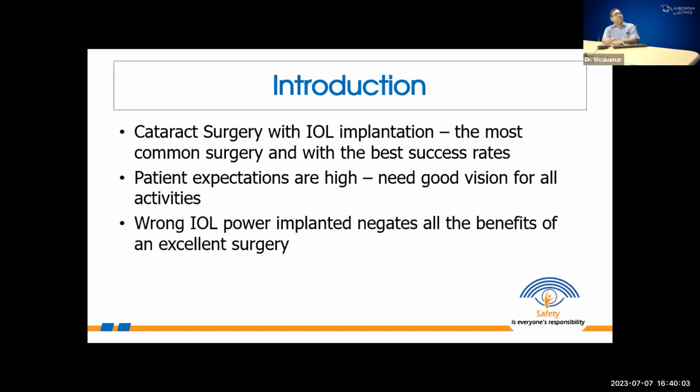So we know that cataract surgery with IOL implantation is the most common surgery done worldwide and with the best success rates. And not only we surgeons, but even the patients know that it's very successful, and therefore the patient expectations are very high. And they need a good vision for all activities and expect a certain amount of spectacle independence. Now imagine that in such a case, we do an excellent surgery, but put in an IOL power which is wrong, which belongs to some other patient. Then this negates all the benefits of the excellent surgery that we have done and leaves behind a dissatisfied patient, and the patient would lose trust in our hospital or in our services.